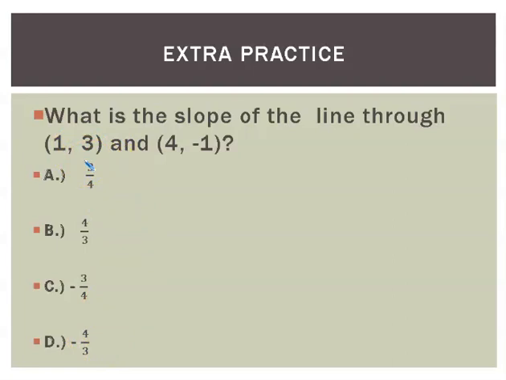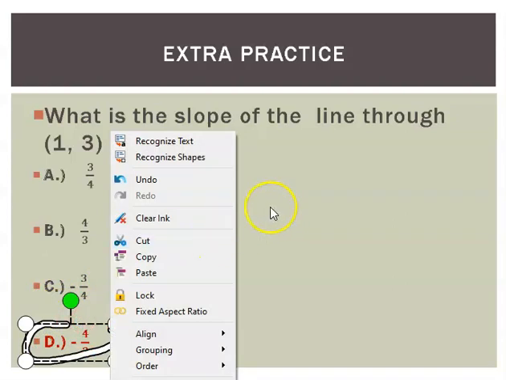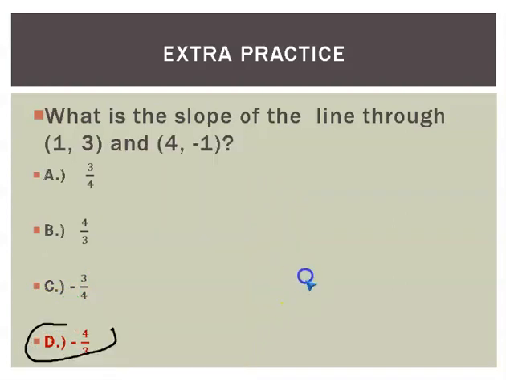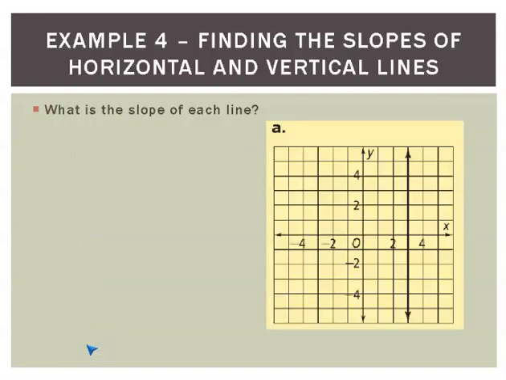Okay, so your answer should be on this one. Answer D, negative 4 over 3. So negative 4 over 3 is what you should get. Okay. All right.